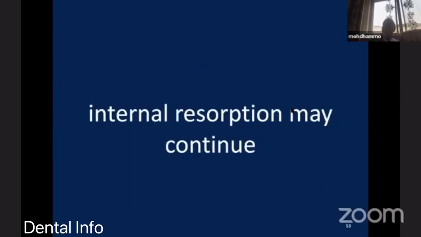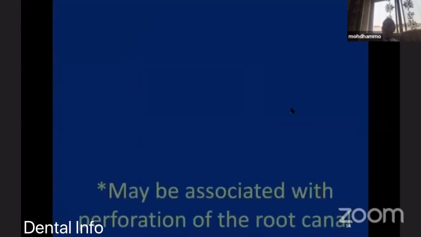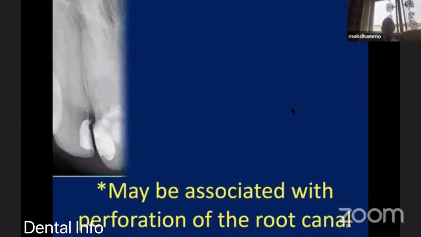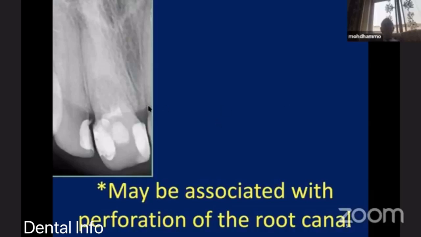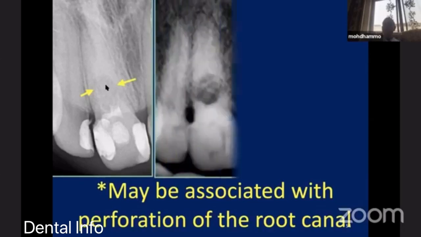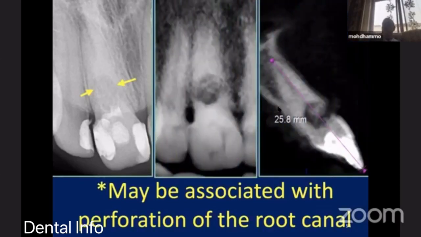If the internal resorption continues, what will happen? It might be associated with root perforation like here. If you look here, we have this radiolucency inside the tooth, which means it might be internal root resorption. And this internal root resorption was continuing to cause perforation of the tooth.